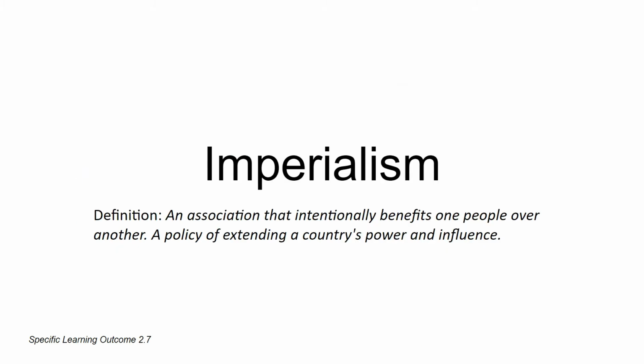So let's start off with a definition for imperialism. The definition is an association that intentionally benefits one people over another, a policy of extending a country's power and influence. All throughout time, especially in European history, you have nations in Europe deliberately putting their power over top of other places around the world in order to gain these benefits. As I explained with the Industrial Revolution, you needed more and more raw materials, and the only way to get them was to take over more and more places around the world.